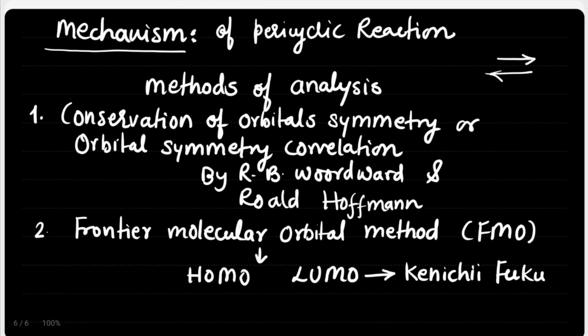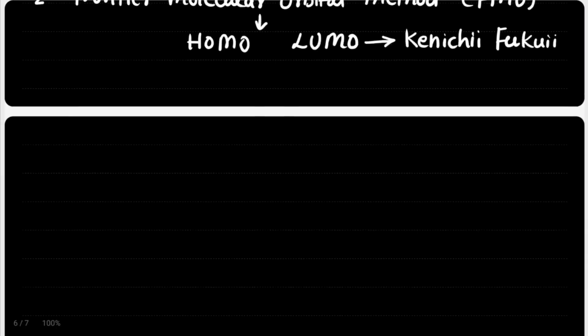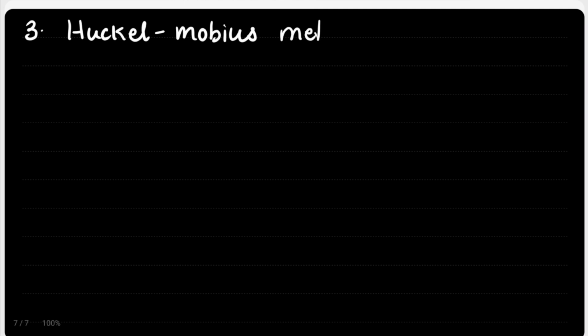And the third method, so let me explain the third method. Which one is the third method? The Huckel-Mobius method, that is the HM method, or the perturbation of the molecular orbital method, the PMO method. So the Huckel-Mobius method is also called the HM method, or this method is also called the perturbation of molecular orbital method.